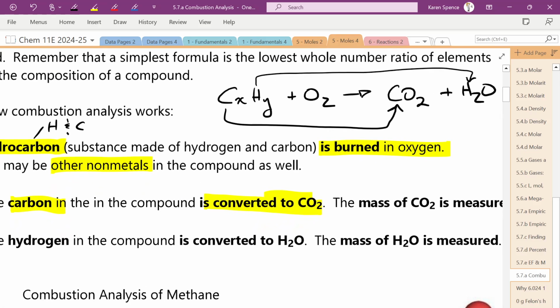And these little combustion analysis devices have a chamber for the burning, and then the products pass out into another chamber that has a carbon dioxide absorber. So it absorbs the carbon dioxide so you can collect it and measure its mass. Next, there is a water absorber. Don't ask me what the actual things are that do this absorbing. They just are, okay? So the hydrogen is all converted to water, and then we collect the water and we measure its mass.